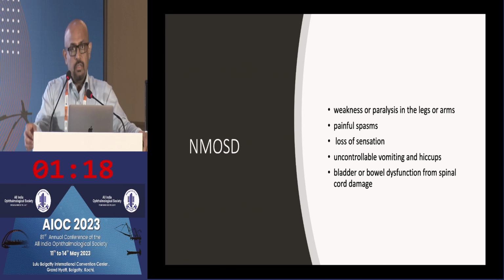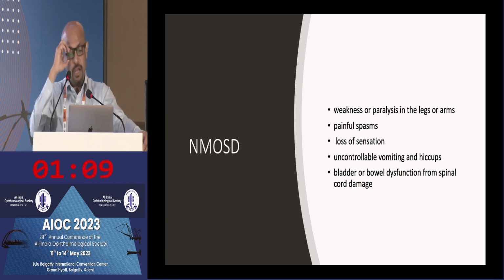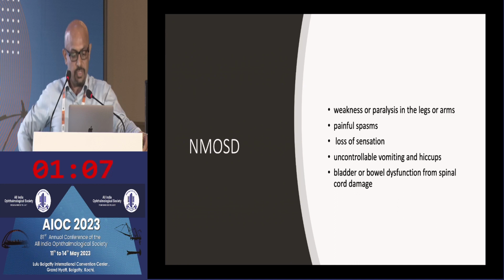Apart from that, these are some of the features which are fellow travelers with patients with NMO optic neuritis, that is weakness or paralysis of the legs and arms, painful spasms, loss of sensation, uncontrollable vomiting and hiccups. And that happens because NMO-mediated optic neuritis generally would have features which affect the hypothalamus. And that's why vomiting or hiccups can be a persistent symptom.